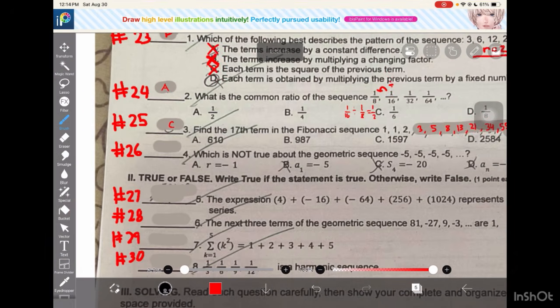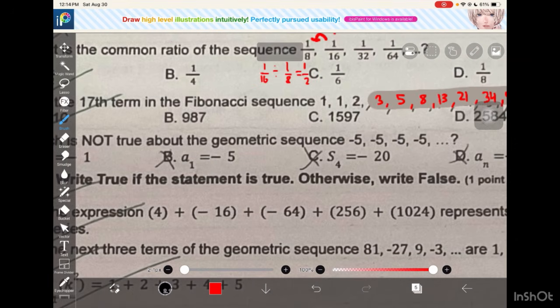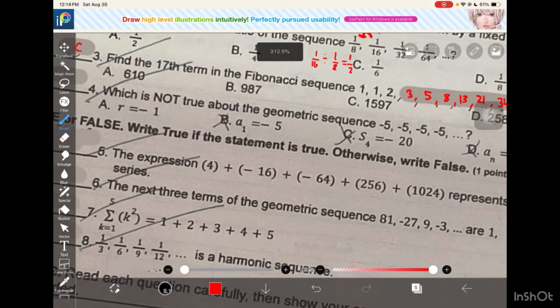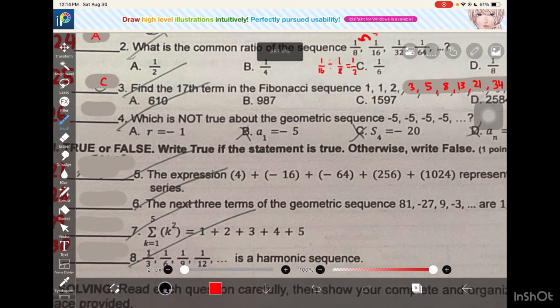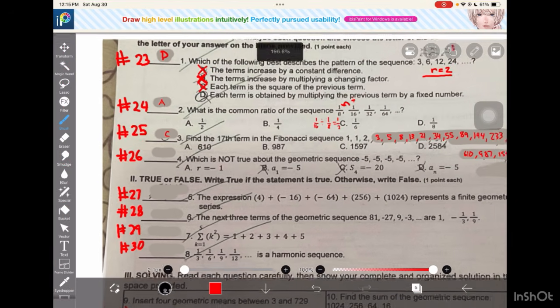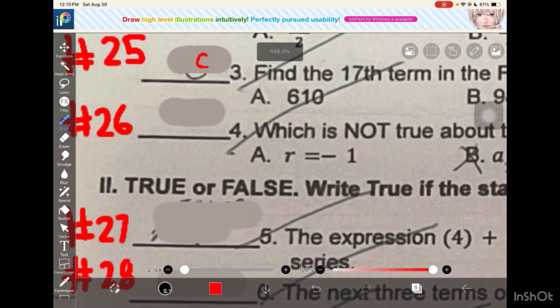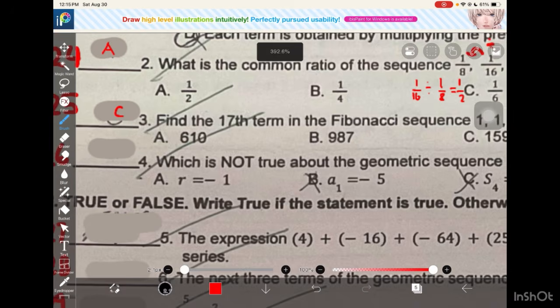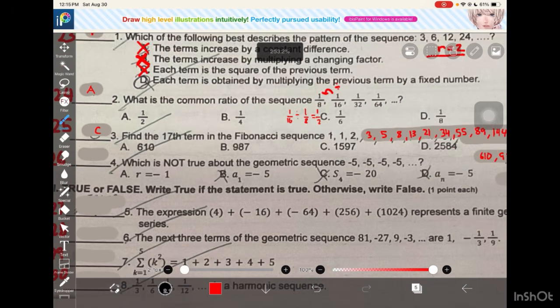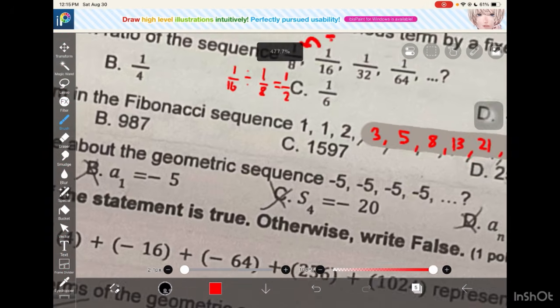Next one, which is not true about the geometric sequence -5, 5, -5, 5, and so on to infinity. So let's see. Hold on. Alright, so sorry for the technical difficulties. I'm gonna buy a new calculator, I promise, before ETA. Alright, which is not true about the geometric sequence -5, 5, -5, 5, -5.